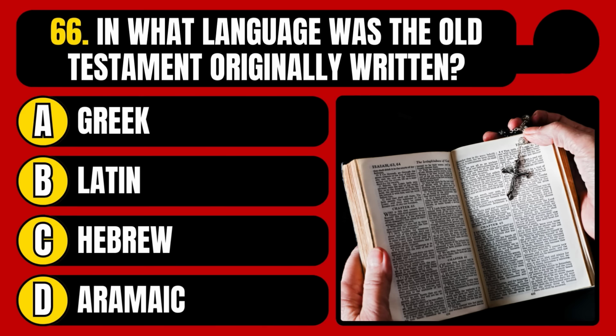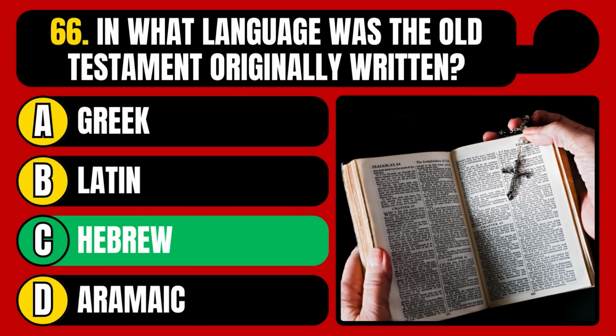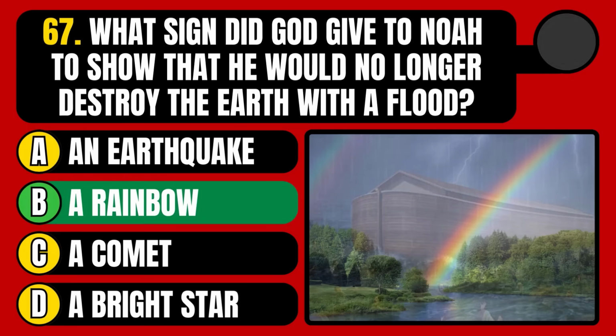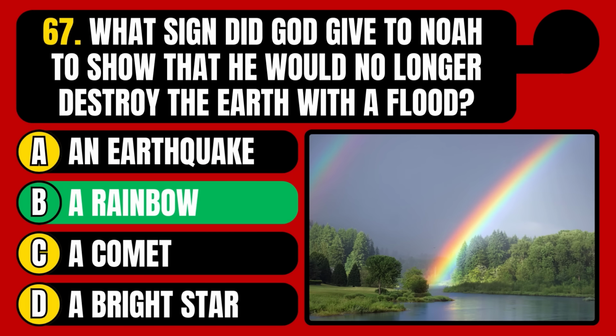In what language was the Old Testament originally written? Greek, Latin, Hebrew, or Aramaic? The correct answer is option C, Hebrew. What sign did God give to Noah to show that he would no longer destroy the earth with a flood? An earthquake, a rainbow, a comet, or a bright star? The correct answer is option B, a rainbow.